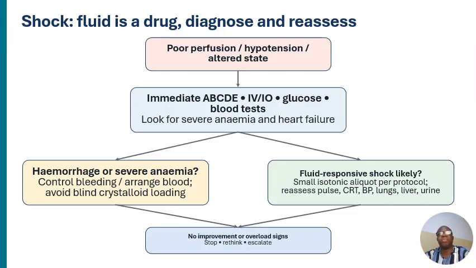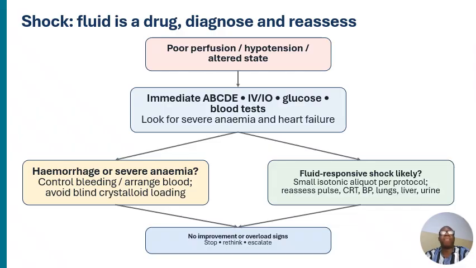If so, give a small isotonic aliquot according to protocol and reassess pulse, capillary refill, blood pressure, lungs, liver, and urine. If there is no improvement at all or signs of overload appear, stop and rethink the cause or your diagnosis. Escalate to a vasoactive or critical care pathway. Severe malaria, severe malnutrition, and cardiac disease require special caution when making decisions about fluid. The reasons are very clear. Overloading may compromise the life of the child, so be careful.